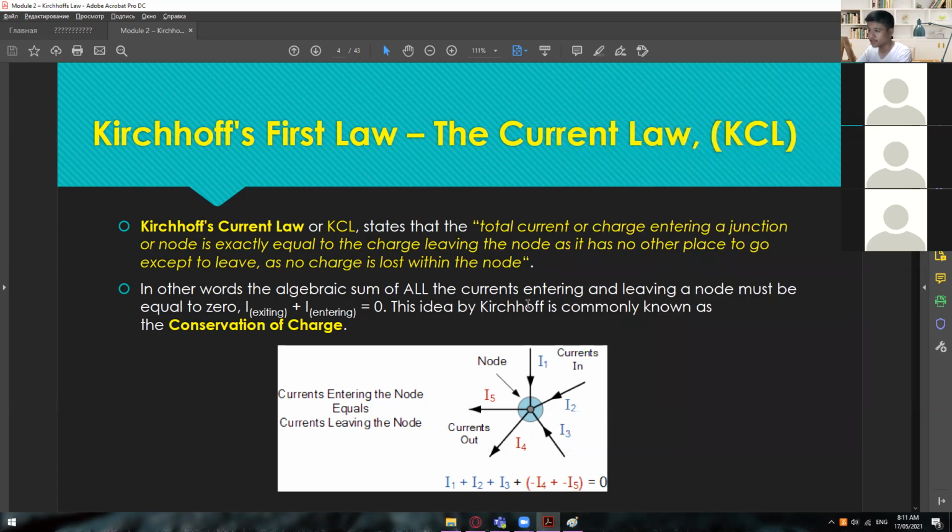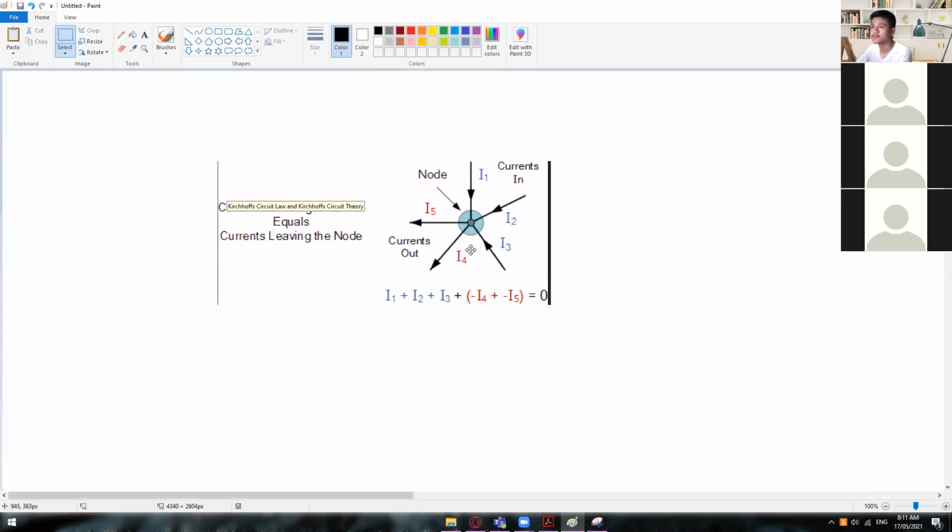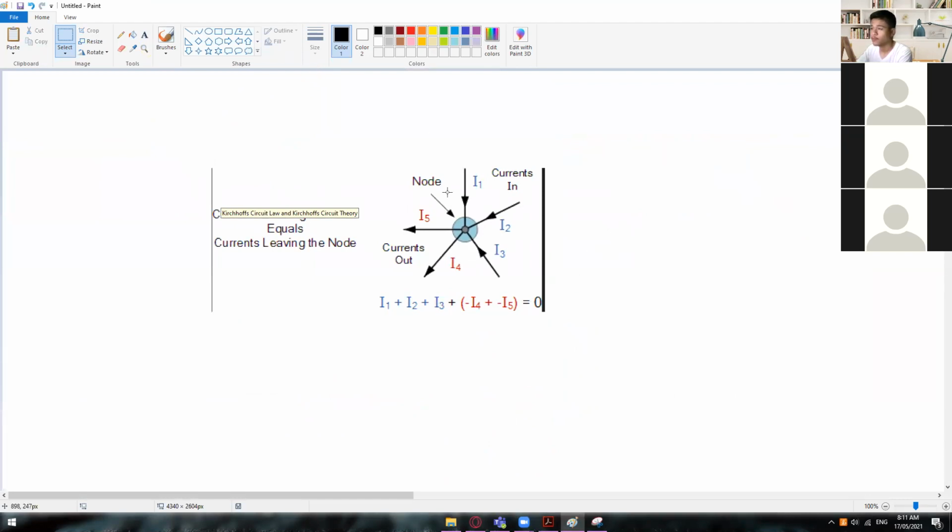So this idea by Kirchhoff is commonly known as the conservation of charge. Okay, if you take a look at this example right here, if we have a current going in, we also have a current going out. In the formula that we have used, if it's entering, the sign of this one is positive. I think that is the only thing that you need to remember when it comes to entering.